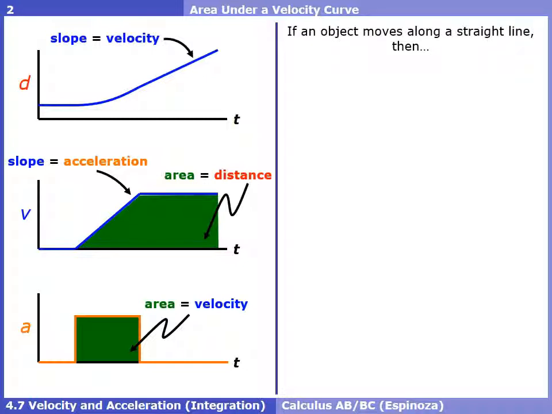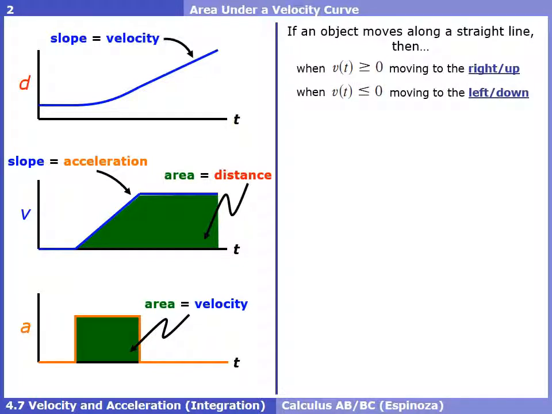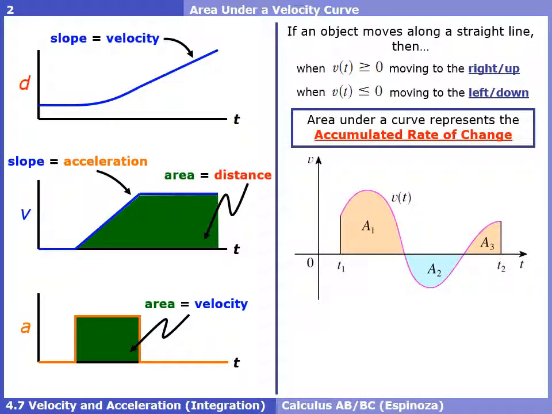Okay, a few more things we have to solidify before we can take a look at a few examples. If an object moves along a straight line, that's all we're going to be looking at, just straight line motion. When velocity is greater than 0, or positive, we define that as moving right if it's horizontal or up if it's vertical. If velocity is negative, we define that as either moving left if it's horizontal or down if it's vertical. And something we saw back in 4.4 still holds true.